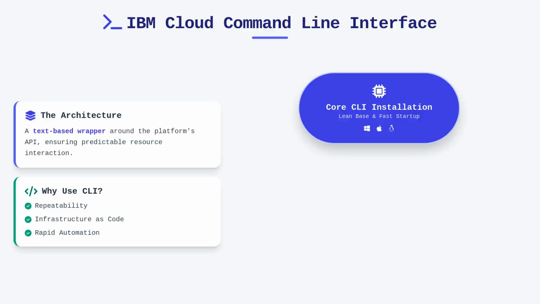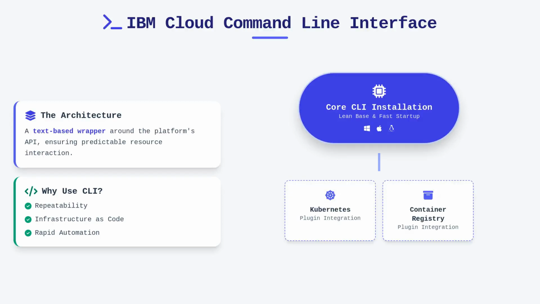To get started, you must install the core CLI on your workstation, which enjoys broad support across Windows, macOS, and Linux. This installation acts as a foundational base, but the real power comes from the plugin ecosystem. Because IBM Cloud offers a vast array of services, the base CLI is kept lean to ensure fast startup times and a smaller memory footprint. You install additional functionality, such as support for Kubernetes clusters or container registries, as independent plugins that integrate seamlessly into the main command structure.